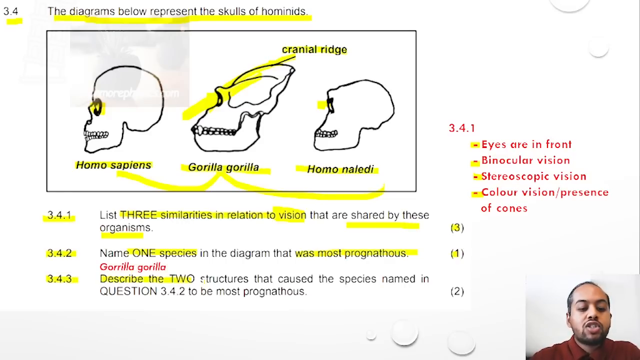3.4.3, describe the 2 structures that cause the species named in question 3.4.2 to be most prognathous for 2 marks. What are the 2 structures that cause the gorilla to be the most prognathous? Now you know that a lot of prognathism is going to come from the bottom because of the large canines. They're going to have large jaws. So large canines and teeth are going to give them that large jaw.